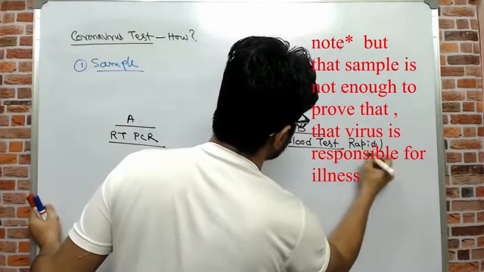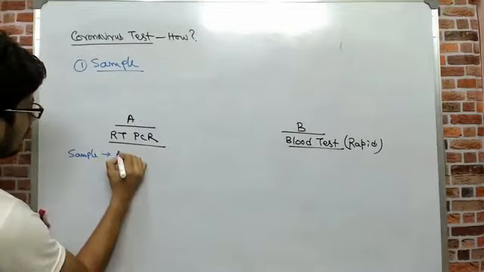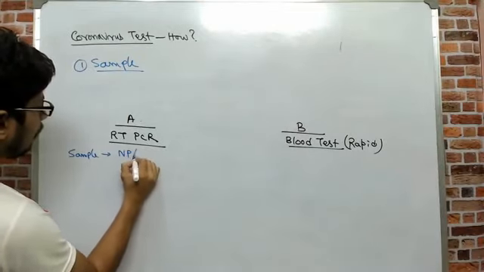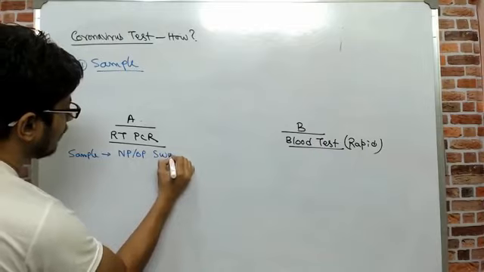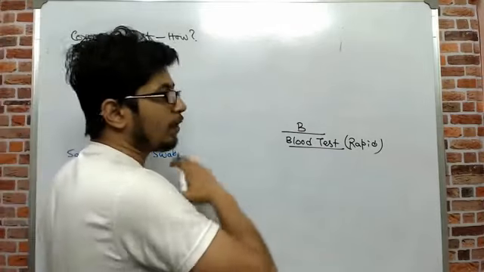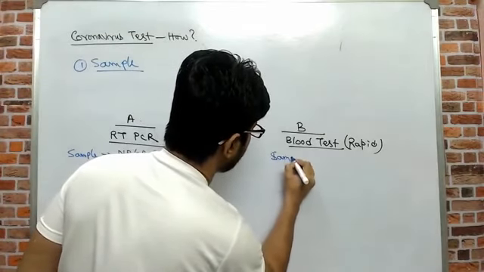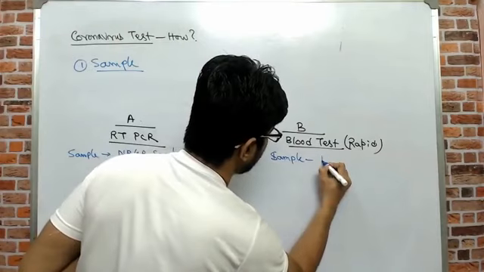Rapid test kit process. Now remember, in the PCR case we need to take the sample as the nasopharyngeal or oropharyngeal swab, which must contain the virus if you're infected. But for the blood test, we only take blood as a sample. So the sample in this case is a simple needle prick.